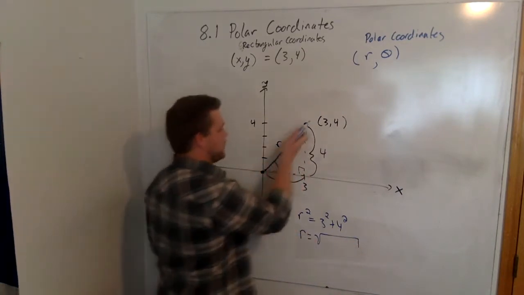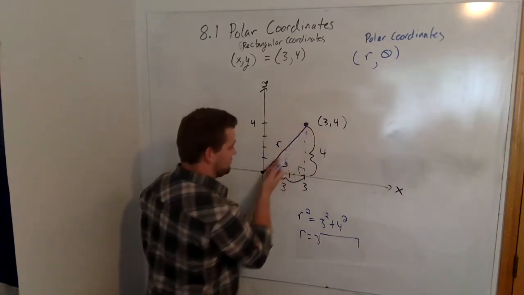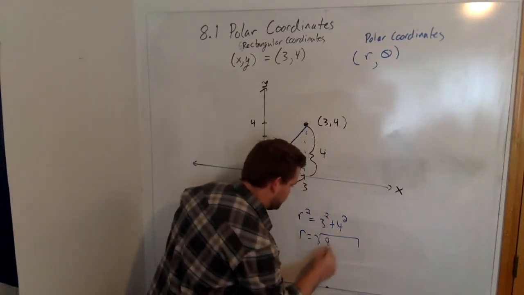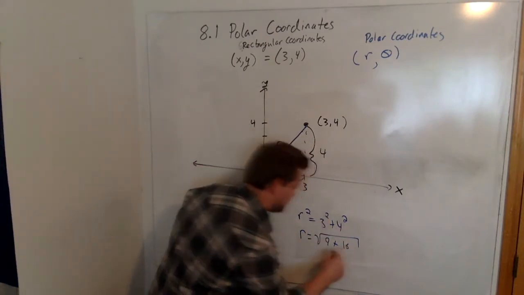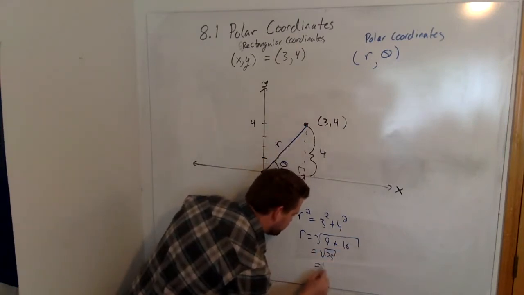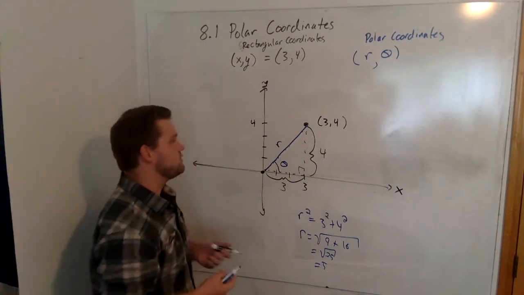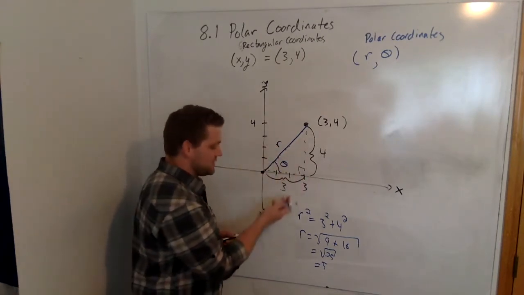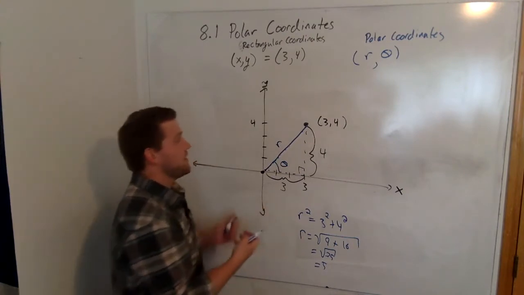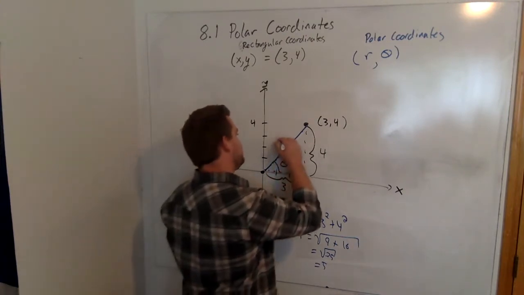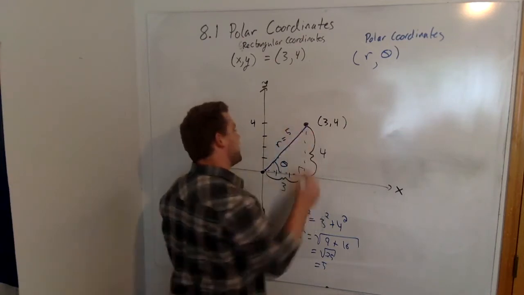It makes sense for the radius to be positive. 3 squared is 9, plus 16, so this will be the square root of 25, which is 5. We could have recognized this was a 3, 4, 5 triangle, but I think it's nice to see in general how you would convert between the two. So we know that the radius here is 5.